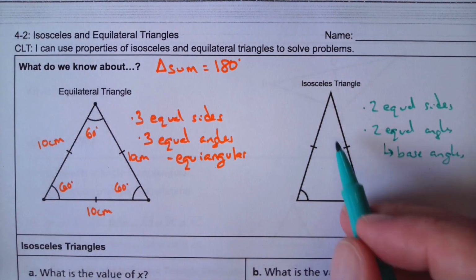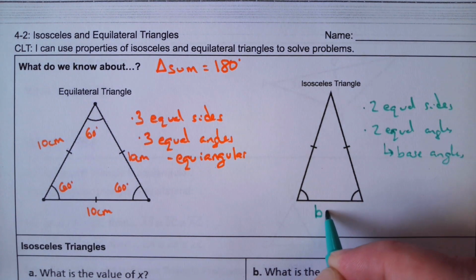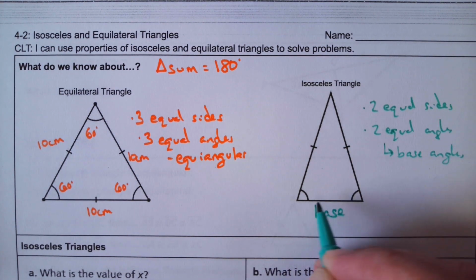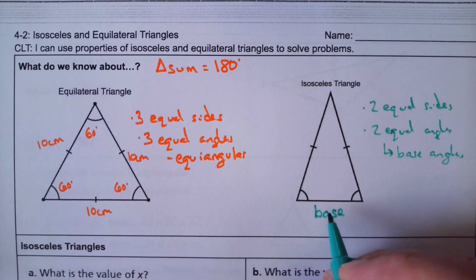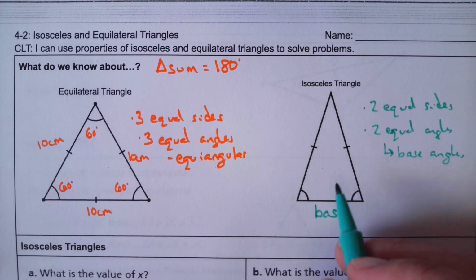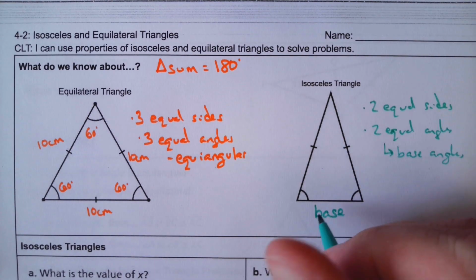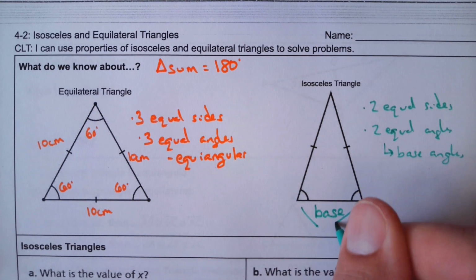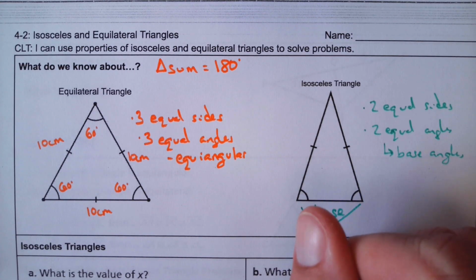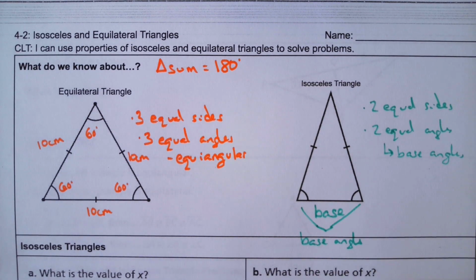You have 3 sides of the triangle. 2 of them are the same. The one that's not the same is what we call the base. Now the base can be on the bottom, but of course I could turn the triangle around and then it's not on the bottom. So it's not always the bottom. And then these are your base angles, and they're going to be the same.